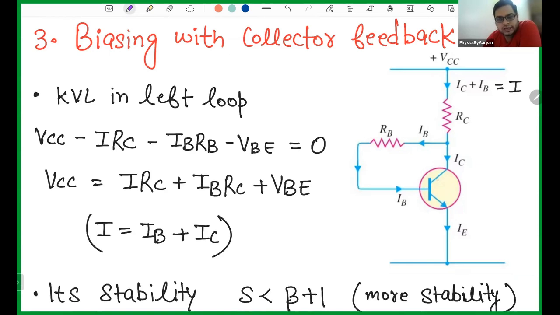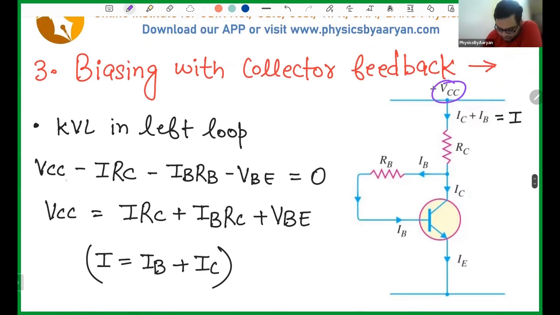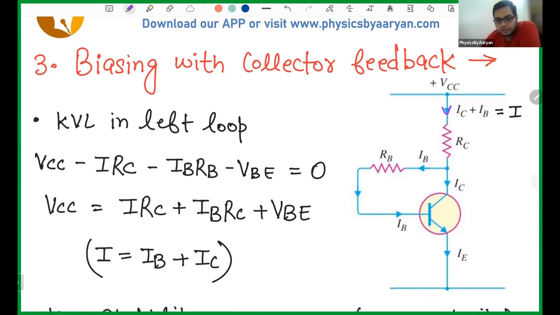Now what I can do is apply the Kirchhoff voltage law in the left loop. I start from VCC and go in this direction. The current through this is I, so it will be I into RC. Since I'm going in the direction of current, I have to put a negative sign.